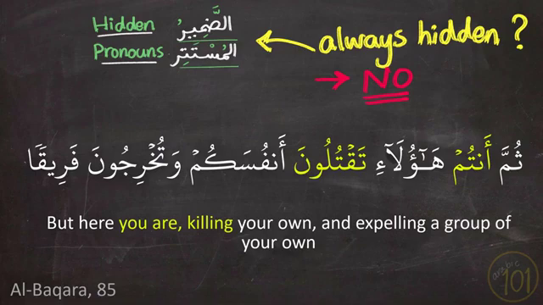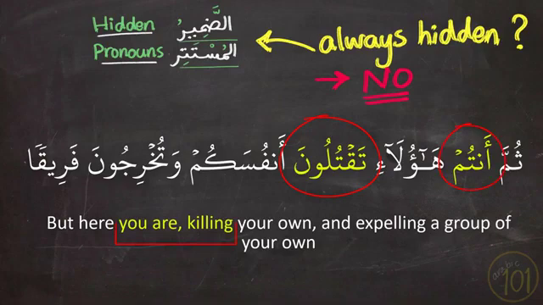ثُمَّ أَنْتُمْ هَؤُلَاءِ تَقْتُلُونَ أَنفُسَكُمْ وَتُخْرِجُونَ فَرِيقًا. Here in this example, the verb is تَقْتُلُونَ, which means you kill. And if you look before it, you will see the pronoun أنتم, which means you. So as you can see, we can still use the separated pronoun before the verb to convey the same meaning.